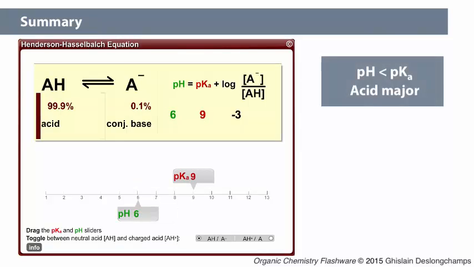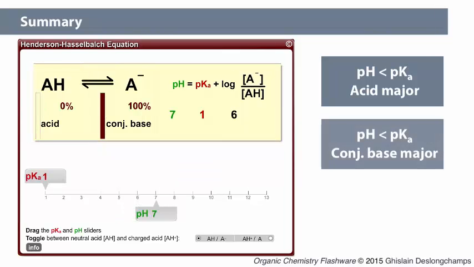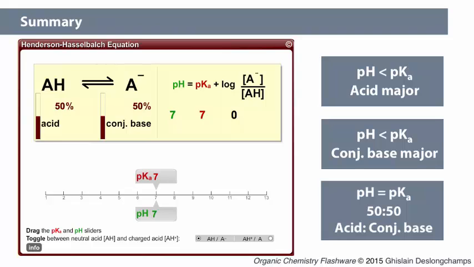If the pH was lower than the pKa value of the acid in an equilibrium, the acid form was the major species. If the pH was higher than the pKa value of the acid, the conjugate base was the major species. If the pH was equal to the pKa value of the acid, equal amounts of the acid and conjugate base would be found in solution.